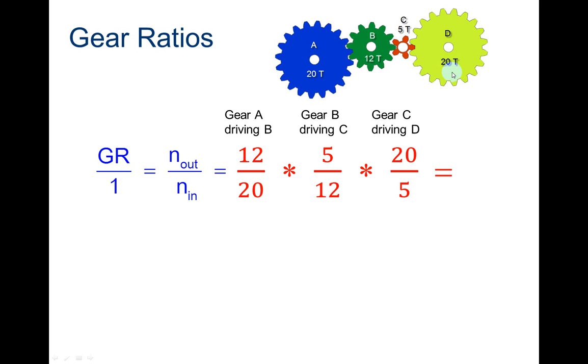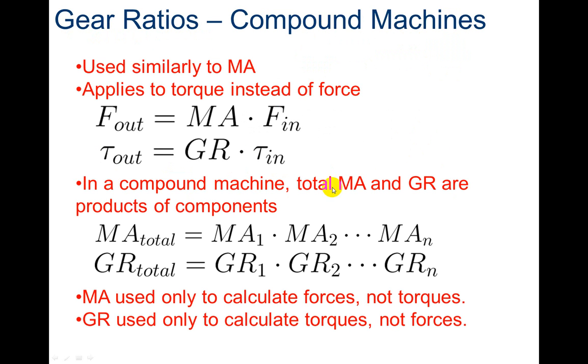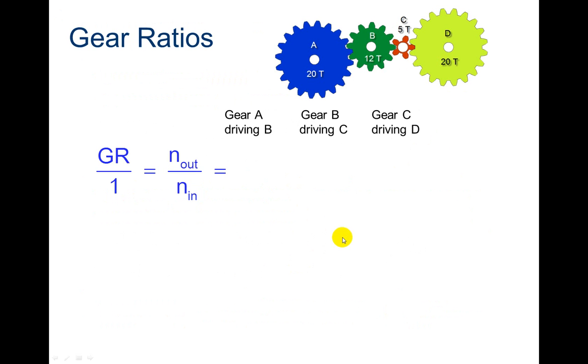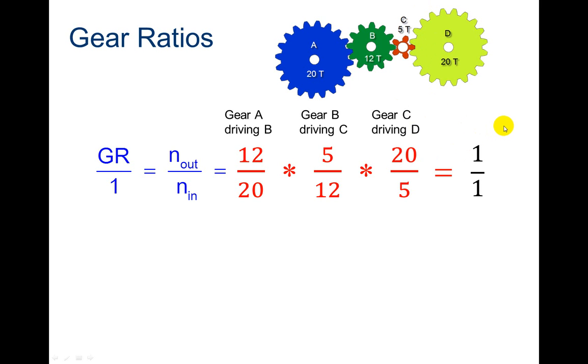Gear A driving B is going to be out over in, so we have 12 divided by 20. Then we have B to C, just like we talked about in the one before. We're going to multiply these together. So B to C is 5 divided by 12, because now 5 is our out and 12 is our in, times the next one, which is C to D. So D is our out, 5 is our in, which equals a 1-to-1.